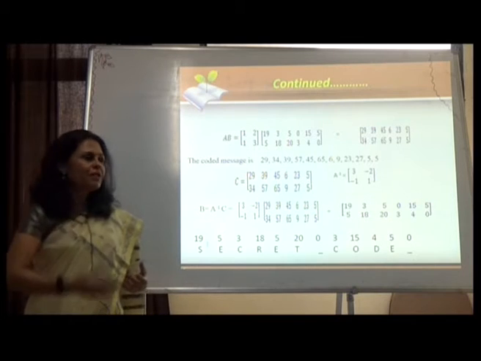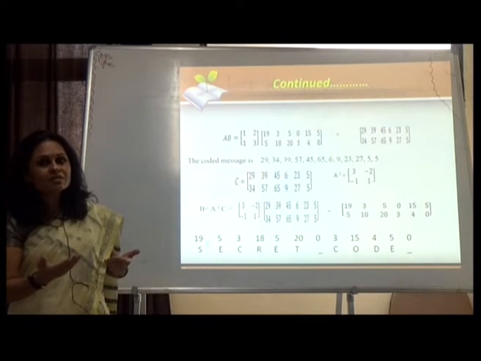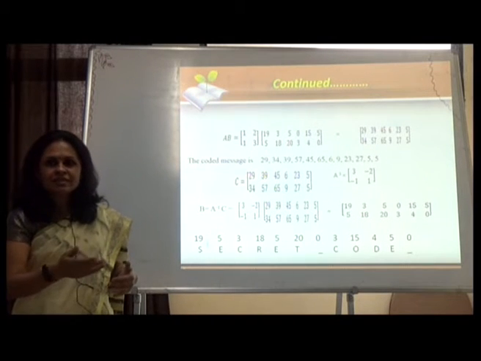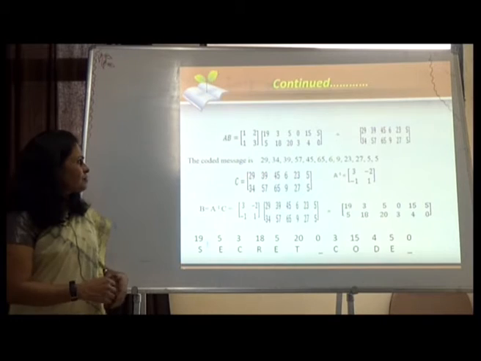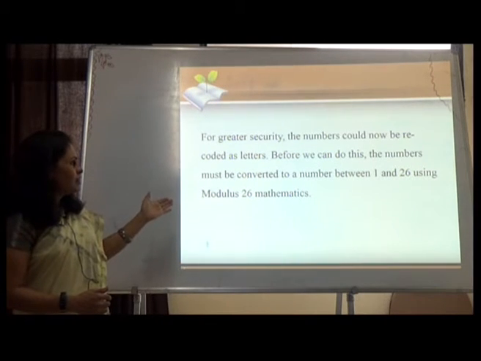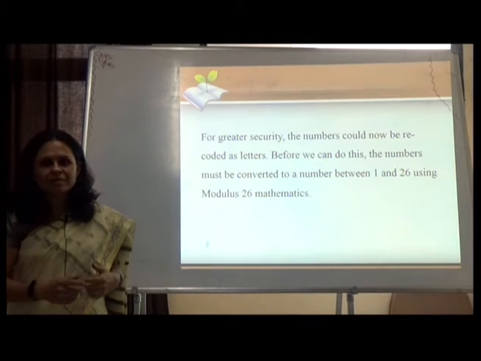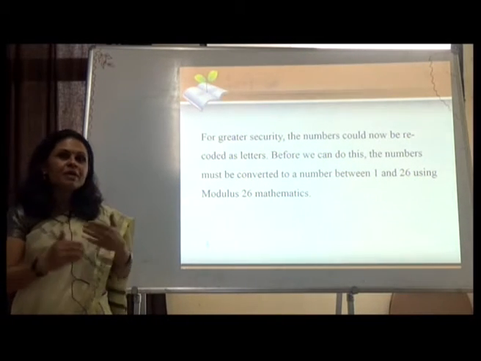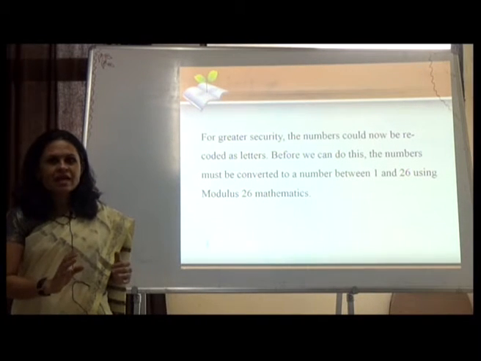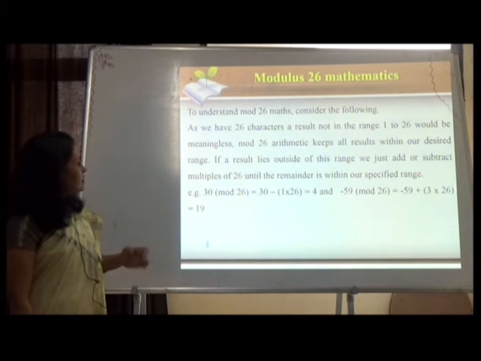I will just take some minutes to explain the last kind of thing: how to translate the bigger numbers, above 26, and still get the message translated. Let us see this. If you see, for greater security, what is done? Modulus 26 mathematics. It is called modulus 26 mathematics. The numbers which are bigger than 26 are divided by 26 and then translated. How? Let us see. Next.